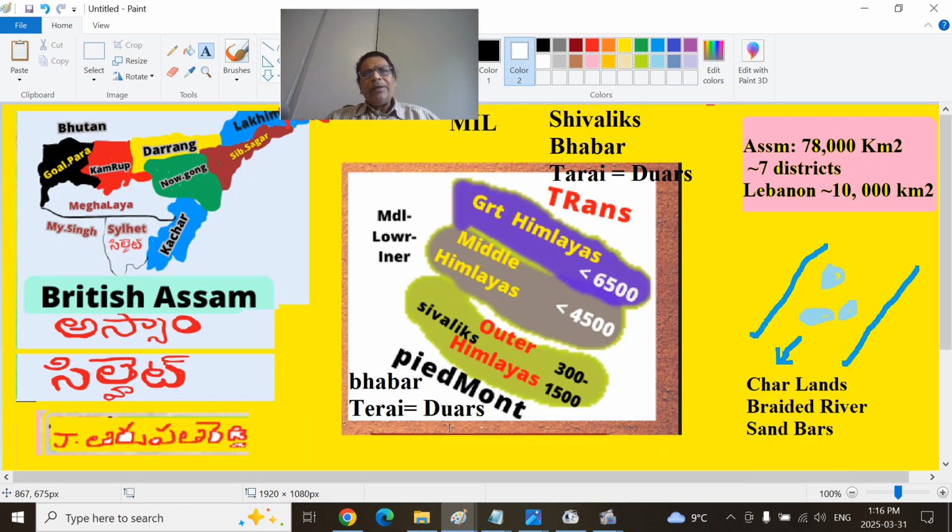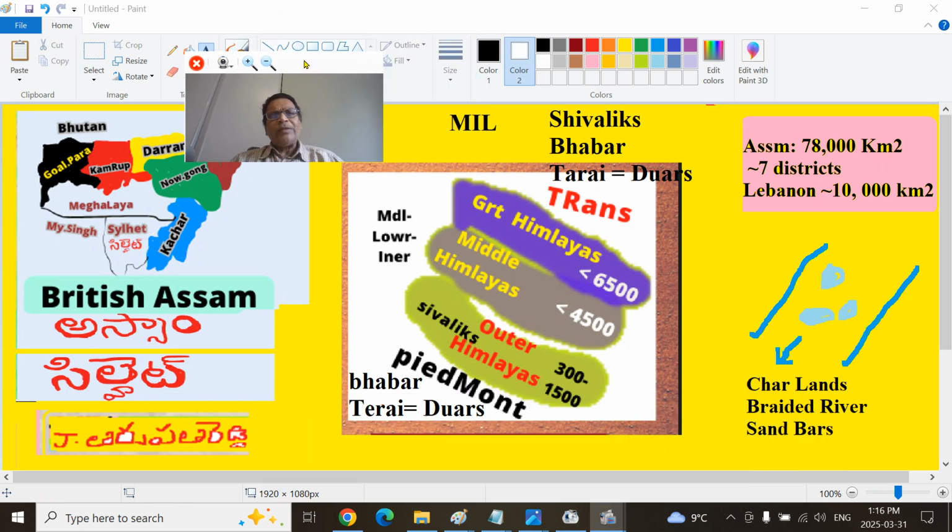In order to understand the Himalayan mountains, consider the different regions: the Greater Himalayas, more than 6,500 meters above mean sea level; the Middle Himalayas, remember, also called the Lower Himalayas; the Inner Himalayas; and the Outer Himalayas, easy to remember as the Shivaliks, at 300 meters to 1500 meters.